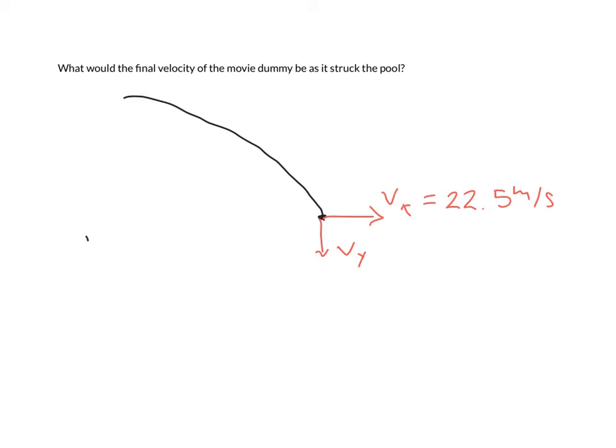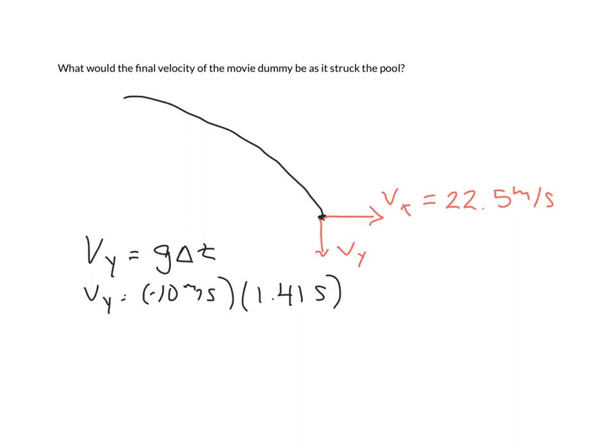My velocity in the y direction can be found using the equation g delta t. So velocity in the y direction is my 10 meters per second, or negative 10 meters per second, because we know it's going downward. And we said that the dummy was in the air for 1.41 seconds. So I end up that my velocity in the y direction is negative 14.1 meters per second.